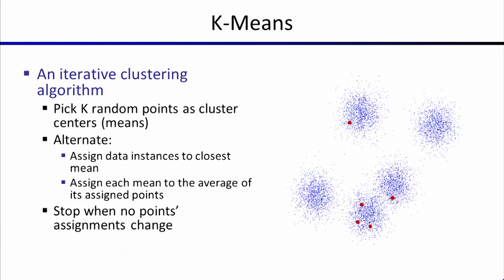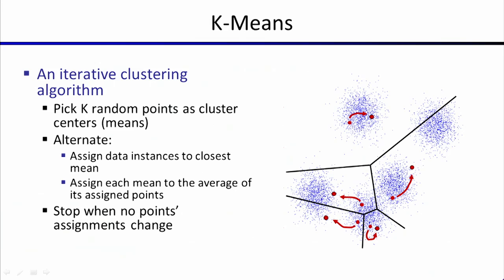So you pick k random points, and you alternate. In one step, you assign data instances to the mean that is closest to them. So that looks like this. Each of these red points captures the data points that are closest to it. Then you look at the set of points assigned to a cluster, and you move the cluster center to the center of those points. In that case, these centers are going to move, right? You iterate this and you stop when no point assignments change.